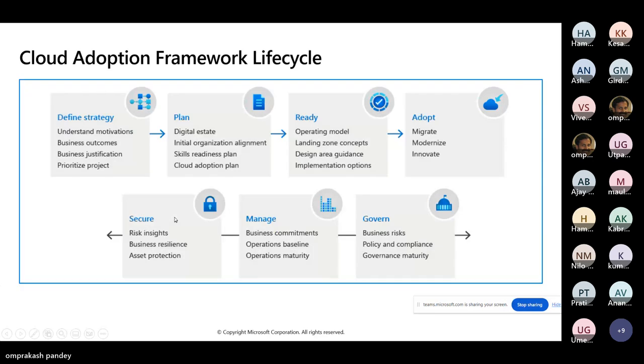And if you see, this is what I was talking about. So secure, manage, and govern. These things are happening parallelly. So while you are defining the strategy, you'll have to look for security as well. While you are planning, while you are getting the environment ready with landing zone, while you are doing the adoption using migrate, modernize, innovate, in each of these areas, we have to look in parallel at governance options and security options.